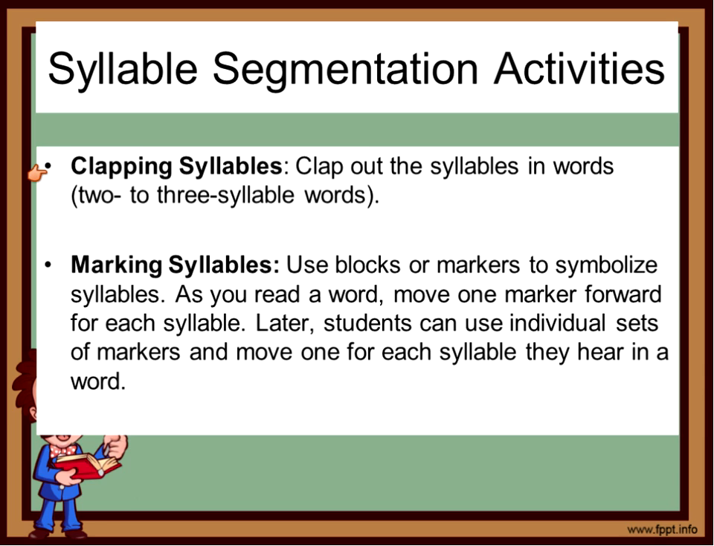These are examples for syllable segmentation. You can clap out syllables. I know a lot of us do this already with 2 to 3 syllable words. Marking syllables, again, same concept as the word segmentation, using blocks or markers to symbolize syllables. As you read a word, you move one marker forward for each syllable that you hear. Later on, as they practice this skill, the kids can use individual sets of markers and move one for each syllable they hear in a word. So as they get better with it, you can try to increase the difficulty just a little bit.